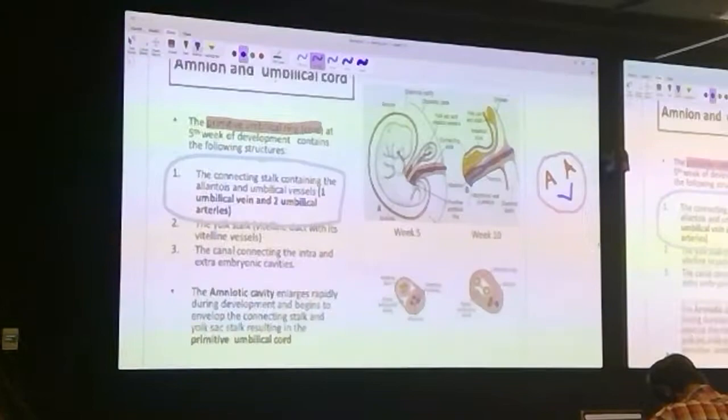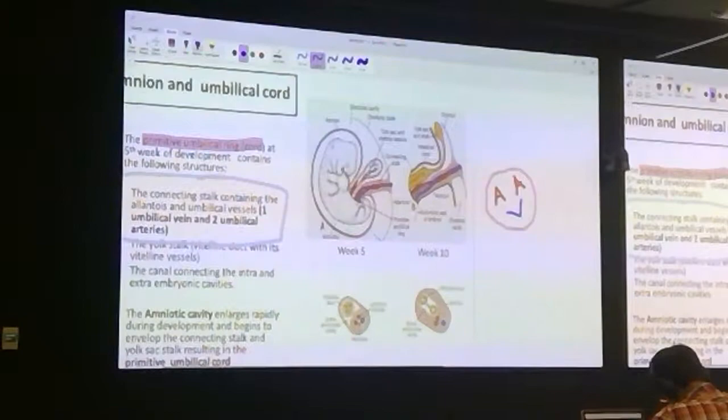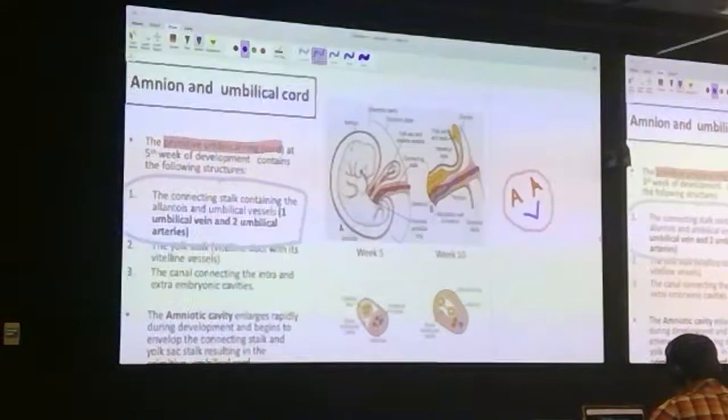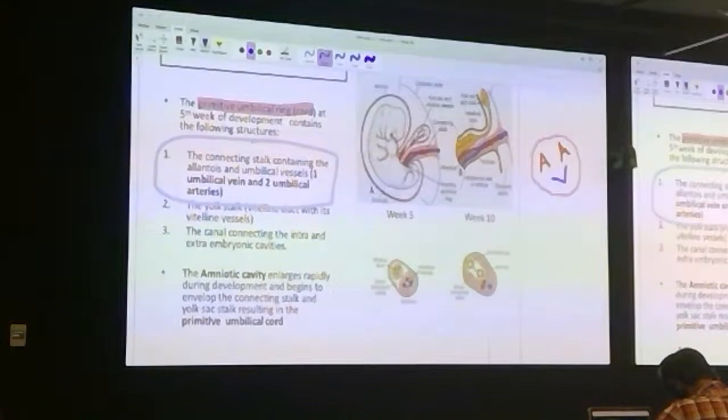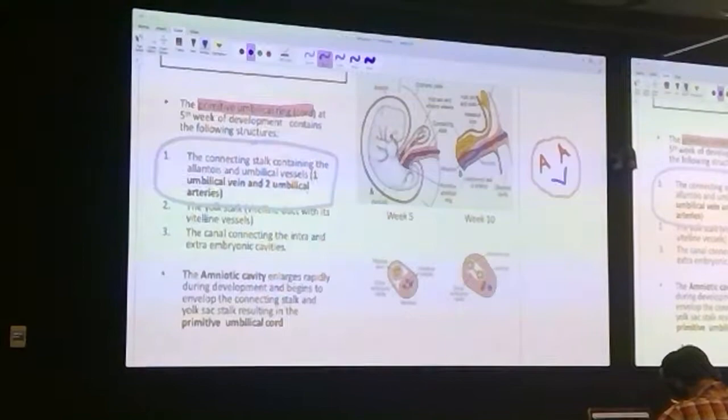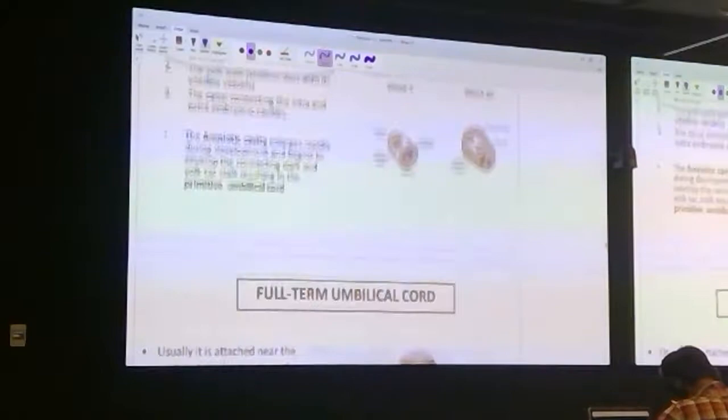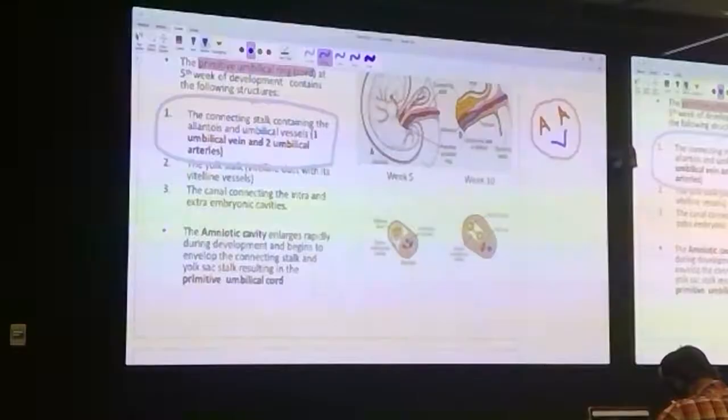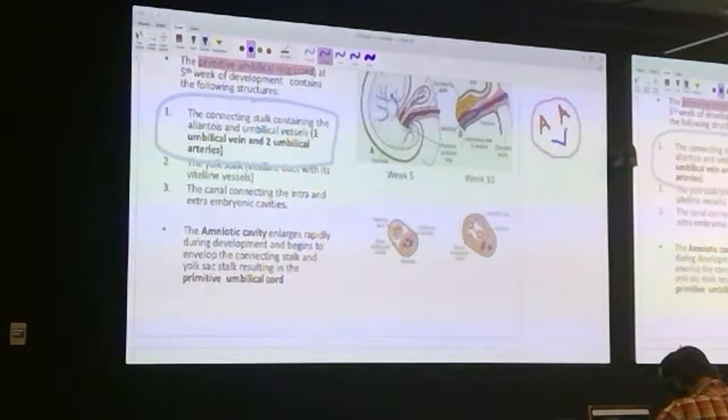For the umbilical cord, just know AVA: two arteries and one vein. Umbilical arteries carry deoxygenated blood. Umbilical veins carry oxygenated blood.